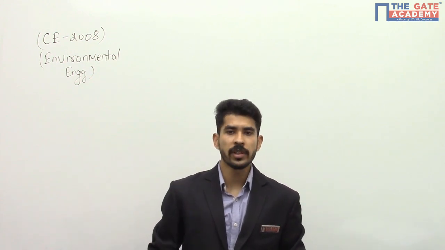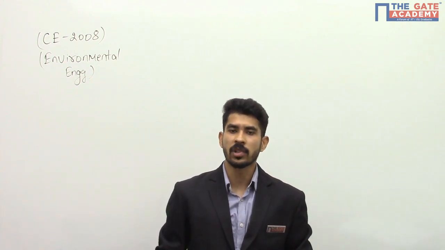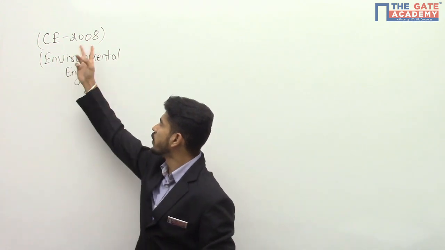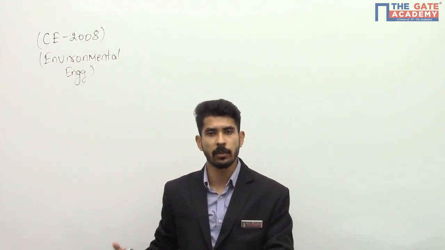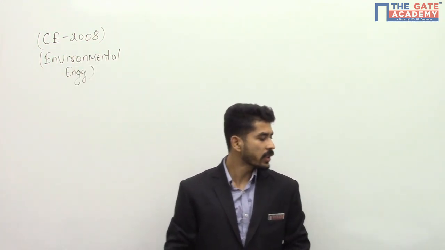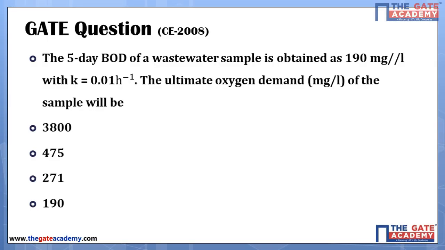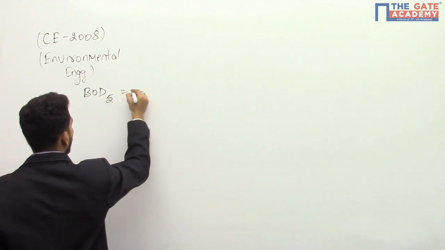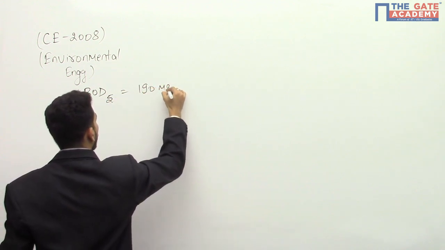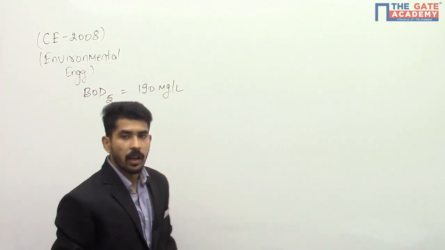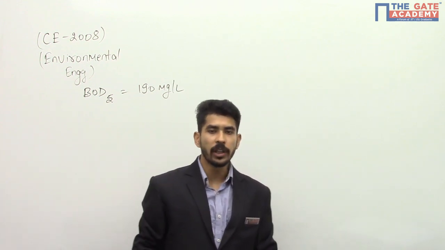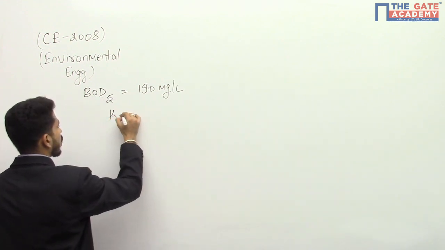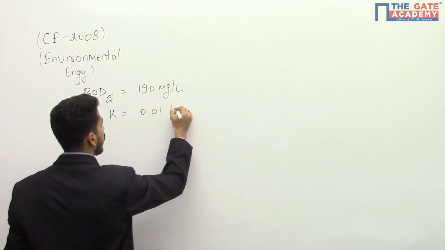There was one question asked in environmental engineering from civil engineering, in GATE 2008, and the question says the 5-day BOD of a wastewater sample is obtained as 190 milligrams per liter. So he's saying BOD 5 is equal to 190 milligrams per liter, and then he says with K equal to 0.01 hour inverse.